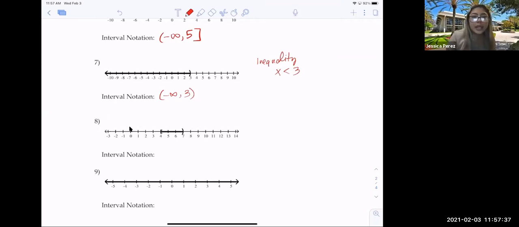Let's look at number 8. Notice that you have a bracket and you have a parentheses. We haven't seen that before, but that's okay. What does that mean? This shaded area is your X. We don't know what this is. So X is in the middle. It's in between what values? 4 and 7. There's a 4 and there's a 7.